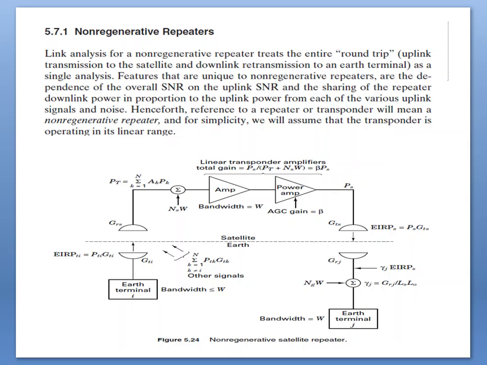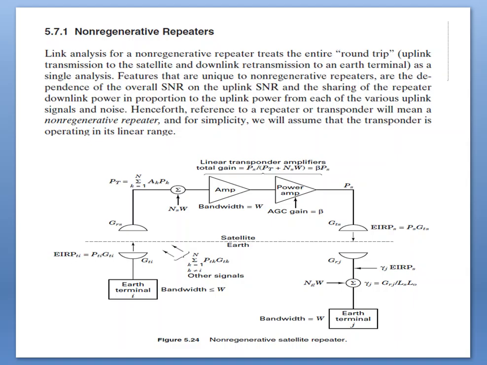The satellite effective downlink power EIRP is constant, and since we assume a linear transponder, EIRP is shared among the multiple uplinks in proportion to their respective input power levels. The transmission starts from the ground station, say terminal i, with the terminal EIRP equal to P into G. Simultaneously, other signals are being transmitted to the satellite. The EIRP from the kth terminal will henceforth be referred to simply as PK.